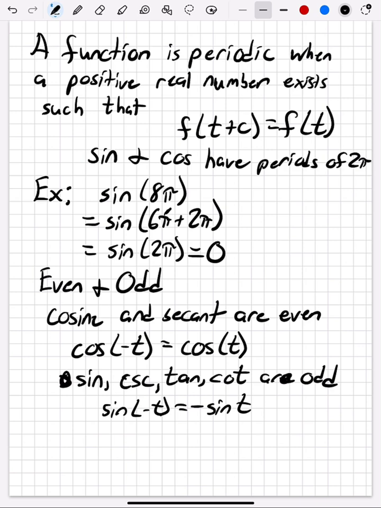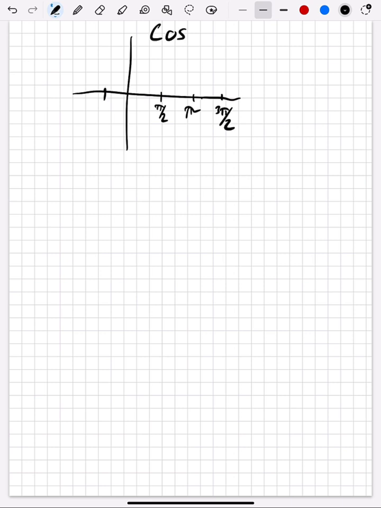Not that I'm the best artist, but we'll do what we can here. I think everybody has probably seen it, but just in case you haven't, the cosine curve and the sine curve. So this would be the cosine curve. So this is pi over 2, and we'll go to pi, and we'll go on out to 3 pi over 2. Again, this is for cosine. So we have negative pi over 2, then negative pi, and then out here negative 3 pi over 2.